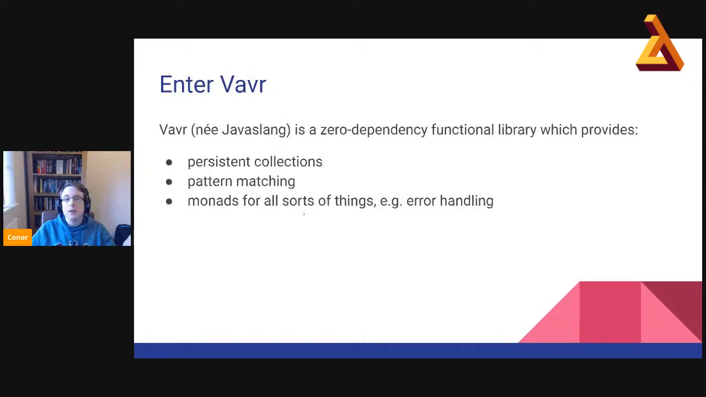So here's Vavr. Vavr, I think, was originally called Java Slang, but some lawyers got involved, so they weren't allowed to call it Java Slang anymore. It's quite nice. I was introduced to this maybe three or four months ago. I'd heard of it beforehand, but I'd not actually used it. But it's good. It's got no dependencies, so you can just import it into your project without having to worry about it clashing with anything. And there's a whole bunch of nice stuff in it, like persistent collections and pattern matching and monads and all sorts of cool stuff, which make your life a bit nicer, basically.